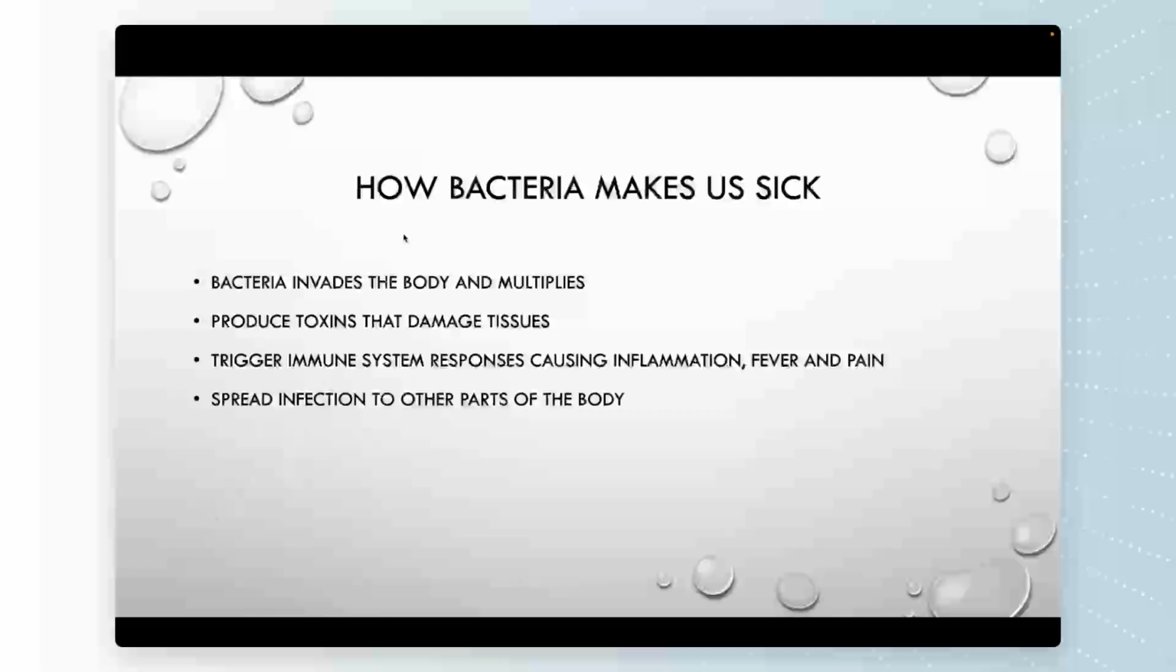How does bacteria make us sick? Bacteria makes us sick by multiplying in our bodies and producing harmful substances called toxins. These toxins can damage cells or block important processes in our bodies. For example, our immune system fights these bacteria, but the battle itself often causes inflammation, fever, and pain. This is why early treatment with antibiotics or supportive care is so important.